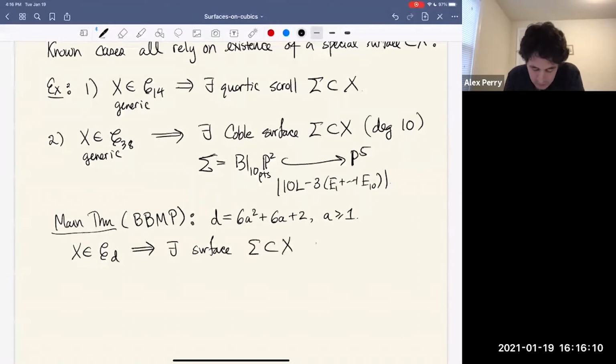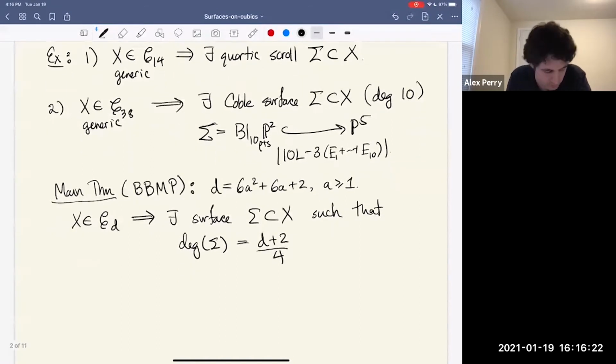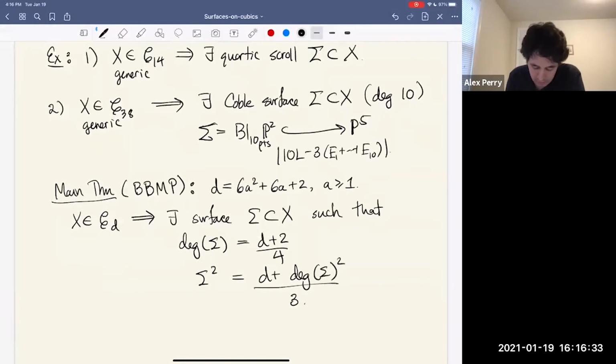there exists a surface sigma contained in X with the following degree and self-intersection, such that the degree of sigma is equal to (d plus 2) over 4, and sigma squared is equal to d plus the degree of sigma squared divided by 3. Okay, the exact formulas aren't so important here, but the point is that we can produce some kind of canonical surface inside of a cubic fourfold, which generates this rank 2 lattice K.